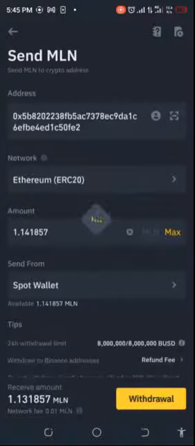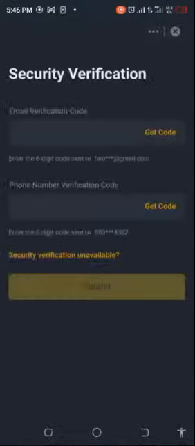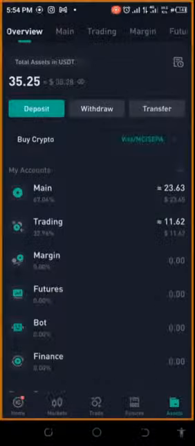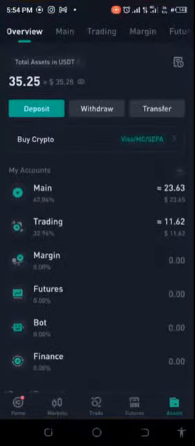Is it allowing me to pass? Let's wait and see. Okay, so now it's time to do my verifications, and I'll be back. Okay, I'm back, and right now MLN has arrived here. As you can see, we have 23.65, but actually it was supposed to be more than that. It was supposed to only take 20 cents, but it was 23.9, I think.